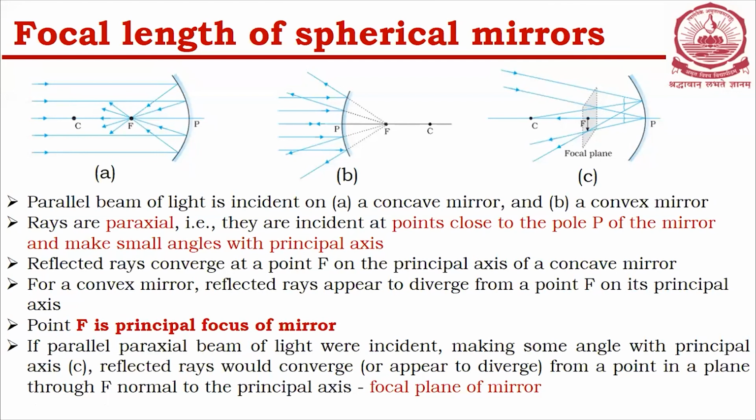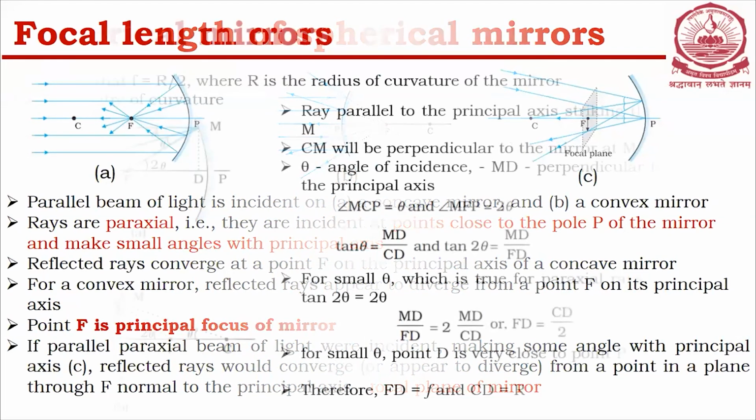The plane which passes through the focal point of the mirror is called the focal plane. So for other rays which are not parallel to the optic axis, they will meet somewhere in the focal plane, at any point in the focal plane. That's what the idea is. Hope it's clear.